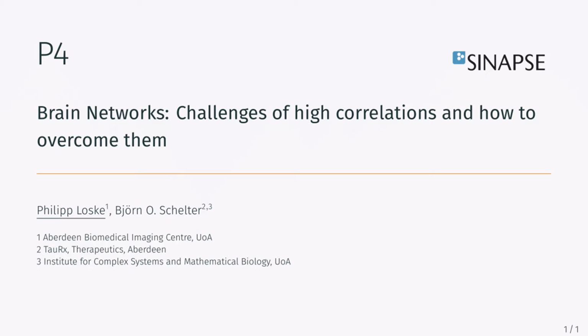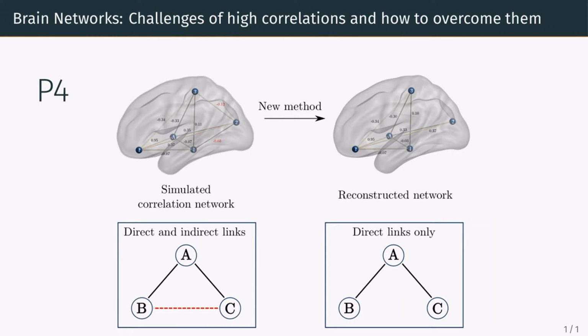Hello everyone, my name is Philip and welcome to my lightning talk about my poster about brain networks and challenges of high correlations in these networks and how to overcome them. Brain networks are typically represented by correlation networks such as the simulated one you can see here on the top left. These correlation networks come with the challenge of representing not only direct but also indirect links in the network. These indirect links can lead to drawing false conclusions, so we want to filter them out.